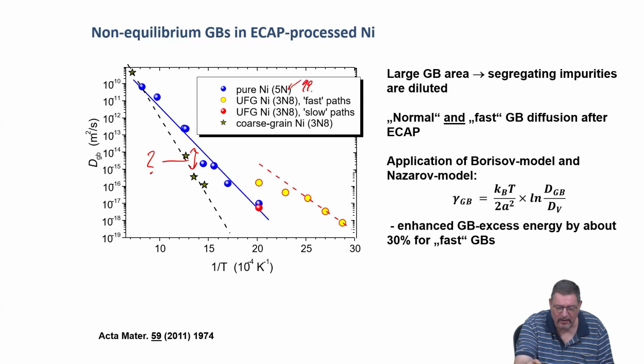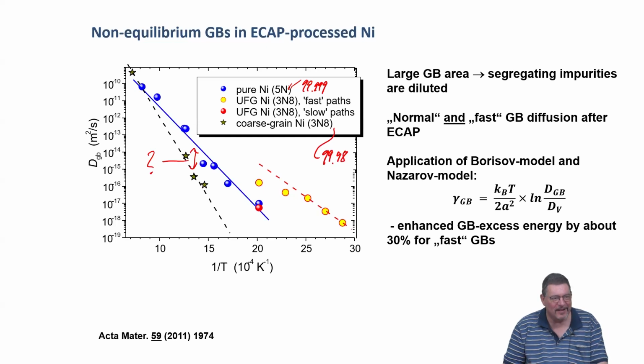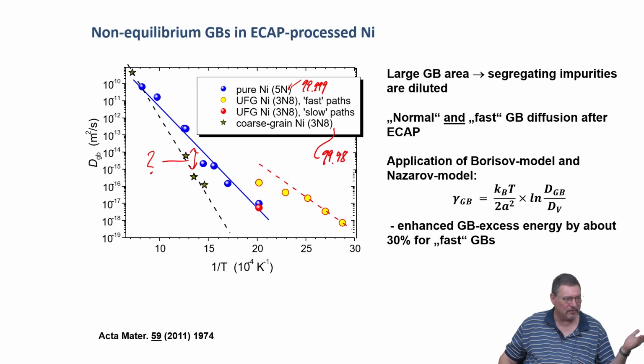So it's 99.999. And this is 3 9er and an 8. So this is 99.98. And the difference is mostly in the light elements, carbon, nitrogen, and so on. They like to segregate at the boundaries. Segregation means you decrease the grain boundary excess energy, otherwise segregation wouldn't happen. But that means that diffusion along these boundaries is more difficult because these atoms block some of the spaces which rather were open without them.